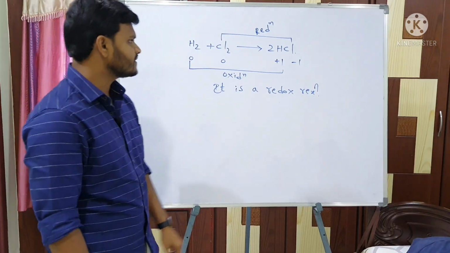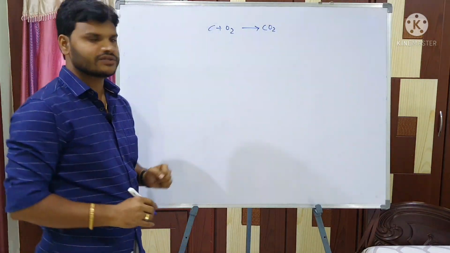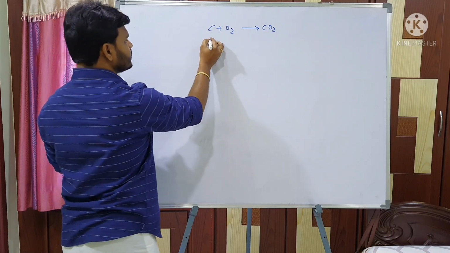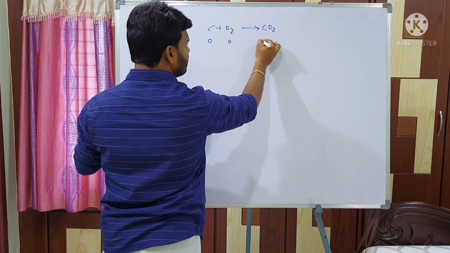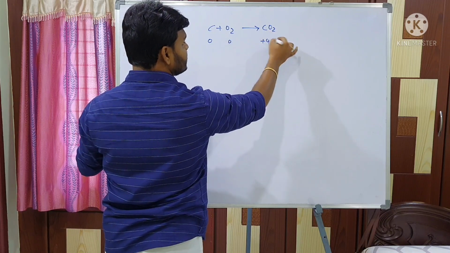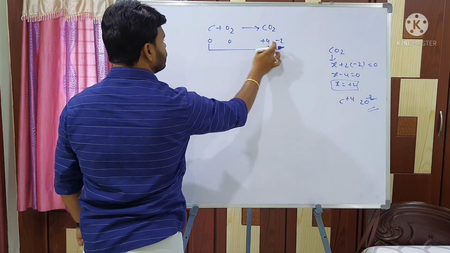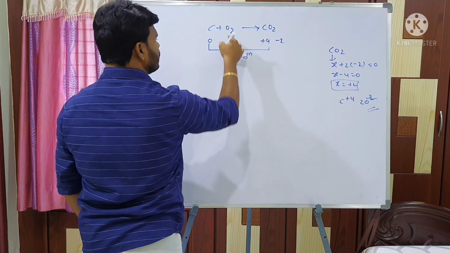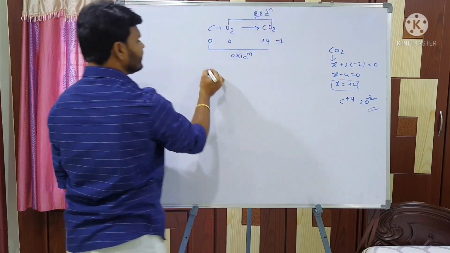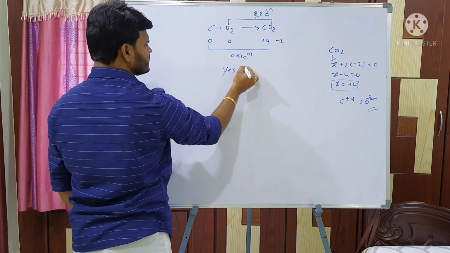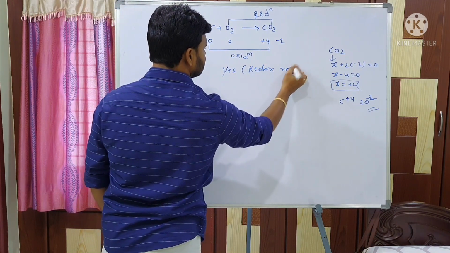Next, for better understanding, I am going to explain one more example. Just look at the board. Is it a redox reaction or not? Here carbon's oxidation state is 0 and O2's oxidation state is 0. Here carbon's oxidation state is +4 and oxygen's oxidation state is -2. So this is carbon and this is carbon: 0 converts into +4, that indicates oxidation. For oxygen, 0 converts into -2, that indicates reduction. So is it a redox reaction or not? Yes, it is a redox reaction.